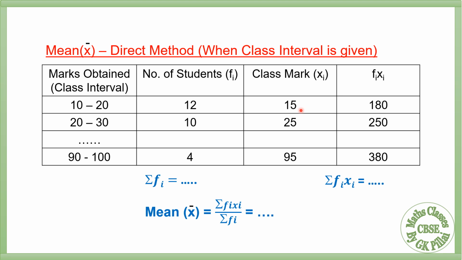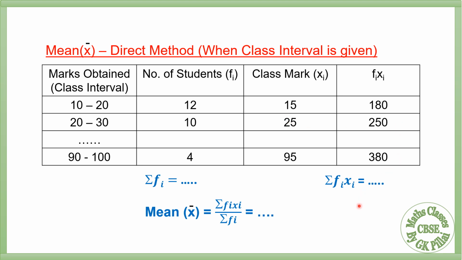Here you have to find the class mark. Class mark is the mid value of the class interval. For example, 10 plus 20 upon 2 is 15, 20 plus 30 upon 2 is 25, and so on. The last column, fi xi, you will find. Same as the previous one, 12 into 15, 180, 10 into 25, 250, and so on.